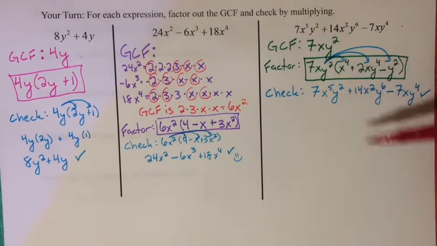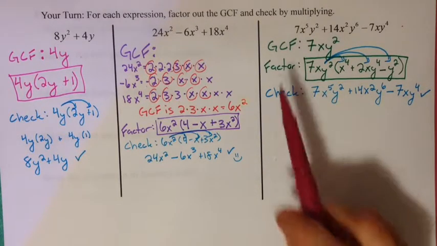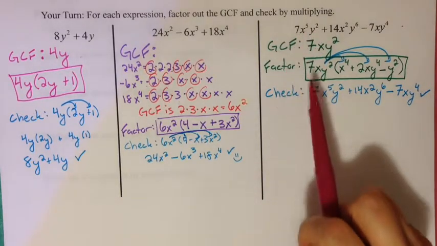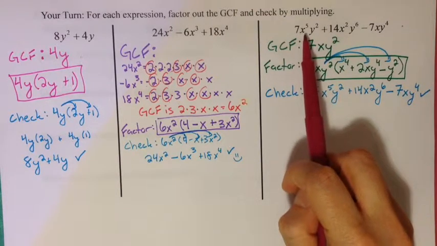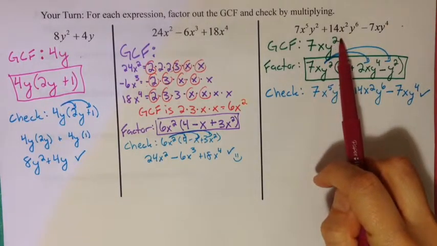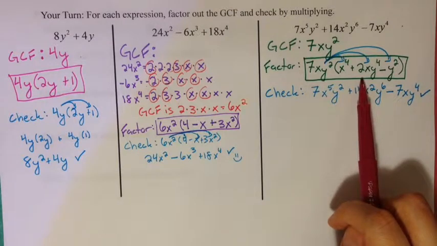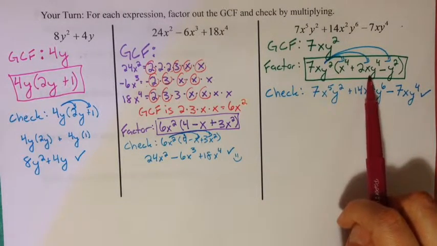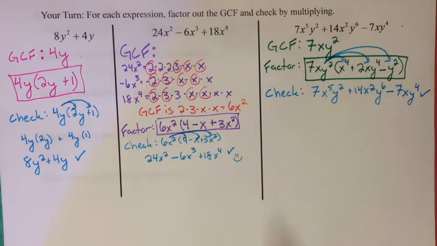On the inside, I'm going to write down whatever is left over once I remove the greatest common factor. From 7x to the 5th y squared, when I remove a 7, an x, and a y squared, all that's left is x to the 4th. In 14x squared y to the 6th, when I remove a 7, I'm left with a 2 from the 14. When I remove a single x, I'm left with a single x from the x squared. And when I remove 2 y's, I'm left with y to the 4th from the y to the 6th.